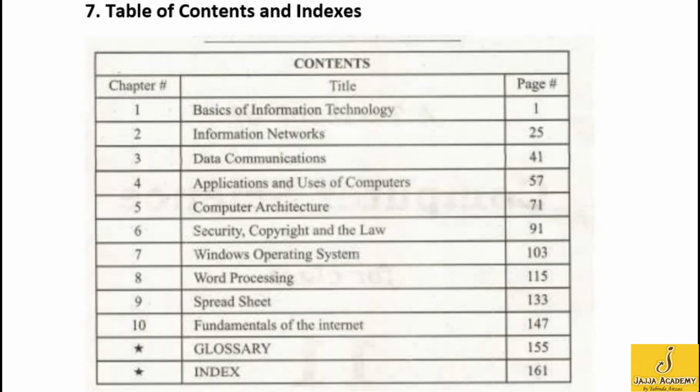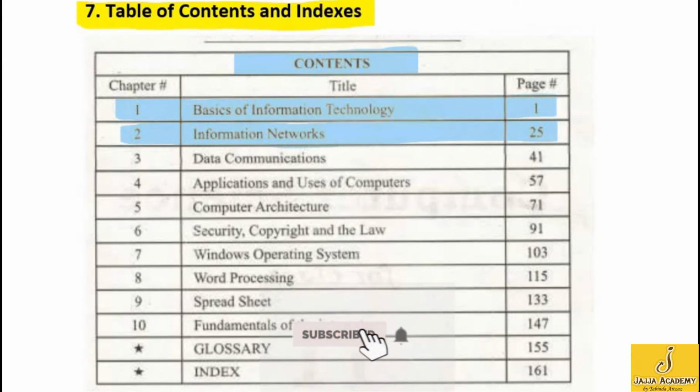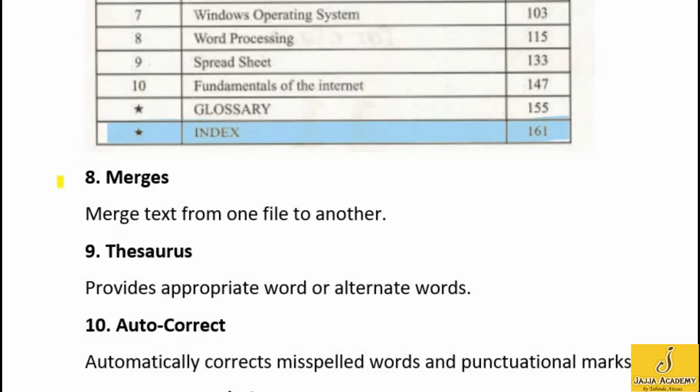Another very important feature is table of contents and indexes. At the start of every book, there is a table of contents, and it tells the details about the contents of the book along with the page numbers. This table of contents can be prepared by using a full-featured word processor. And at the end of every book, there is an index as well, and this index can also be prepared by using a full-featured word processor like Microsoft Word. Merges. By using this feature, we can merge text from one file to another file.